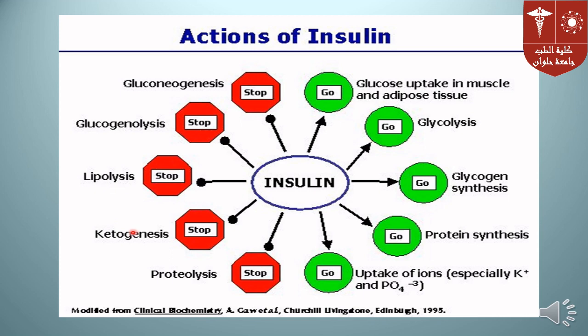No ketogenesis. Ketogenesis is like lipolysis. Keep it in your mind for now. We are going to take it in the lipid metabolism. Okay? Proteolysis, insulin inhibits protein breakdown. Proteolysis means breakdown. So insulin stimulates all the anabolic pathways and inhibits all the catabolic pathways. Okay?